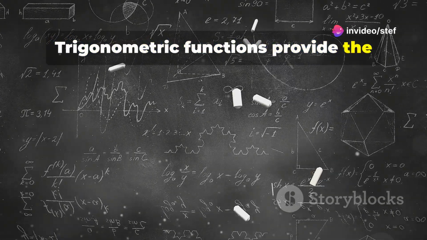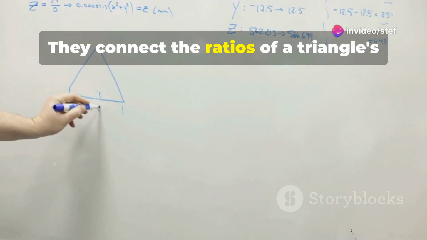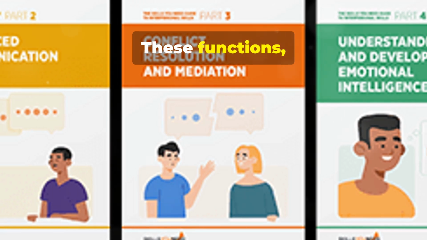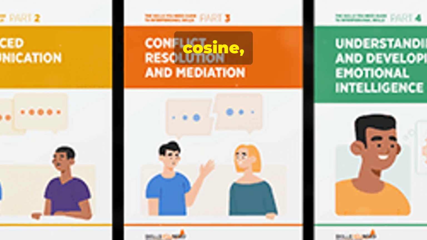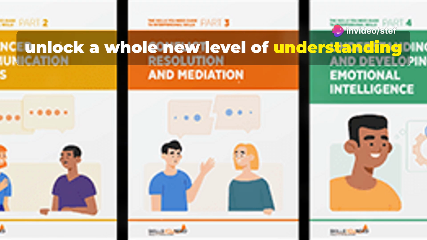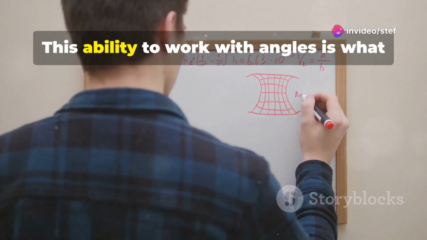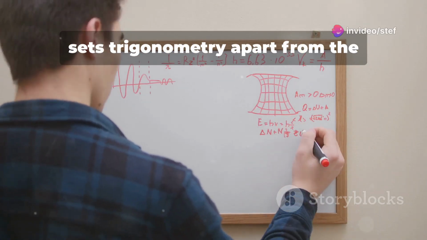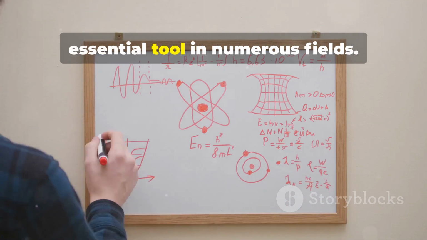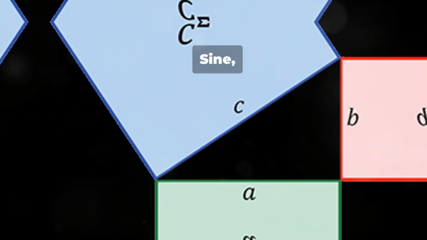Trigonometric functions provide the missing link. They connect the ratios of a triangle's sides to the measure of its angles. These functions, with names like sine, cosine, and tangent, unlock a whole new level of understanding about triangles. This ability to work with angles is what sets trigonometry apart from the Pythagorean theorem and makes it an essential tool in numerous fields.